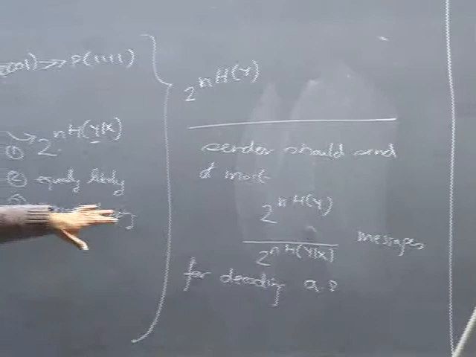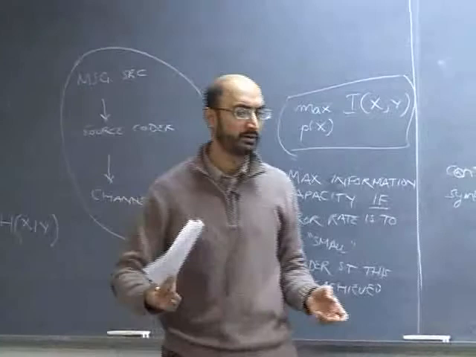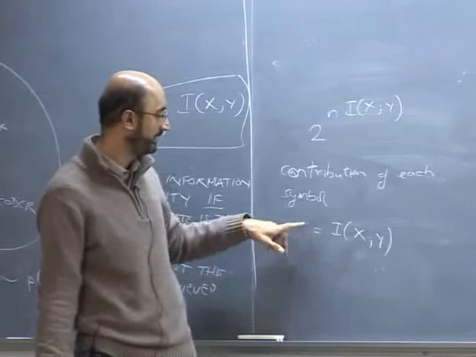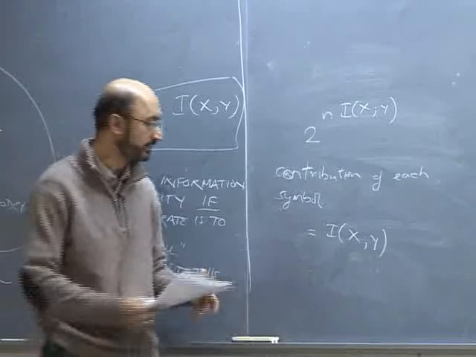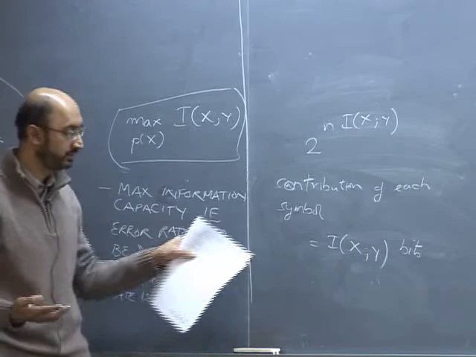So when we have equiprobable messages, 2 to the k of them, what's the entropy of that? It's going to be the log of that. So that's n I(X;Y). Each symbol is going to be 1/n of that, so it's I(X;Y) bits. And this is the entropy that can be sent per symbol.